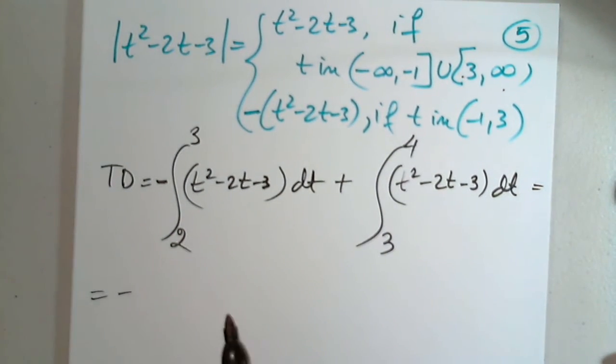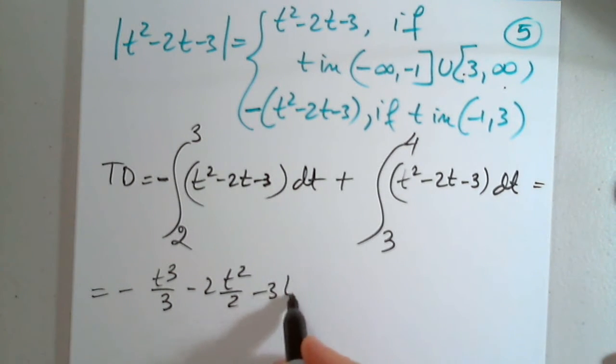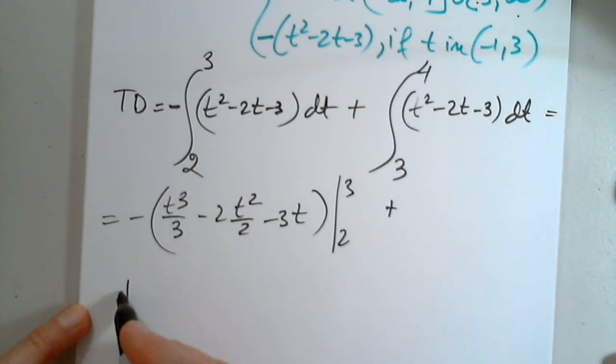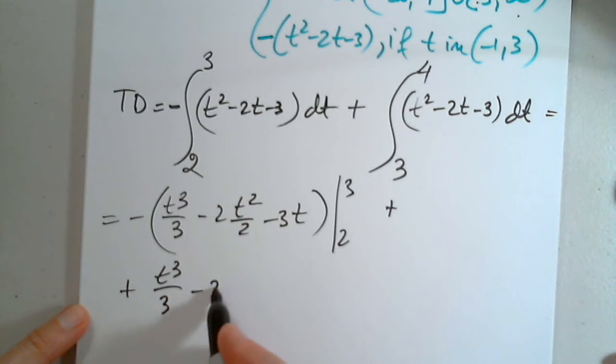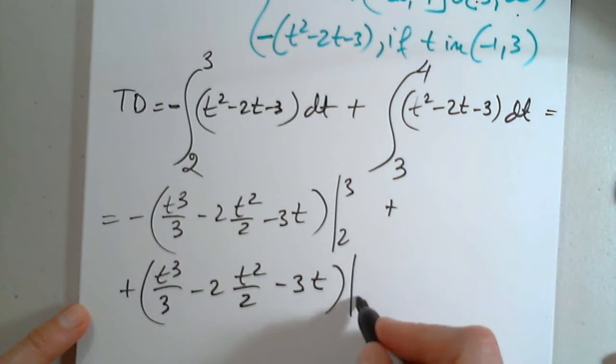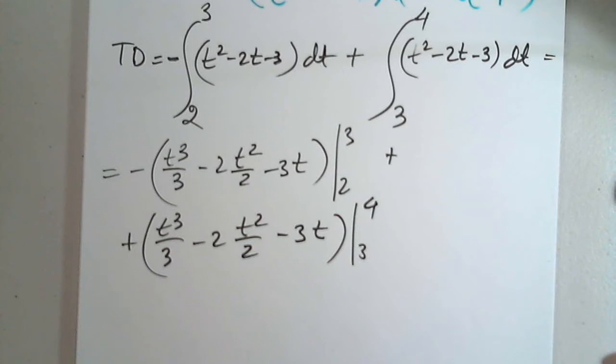Good? So negative, t to the third over 3 minus 2 t squared over 2 minus 3t from 2 to 3, but plus t to the third over 3 minus 2 t squared over 2 minus 3t from 3 to 4. And when I calculate these integrals, I will get the total distance covered by the particle, and that must be guaranteed positive. If it's not positive, there is a boo-boo somewhere.